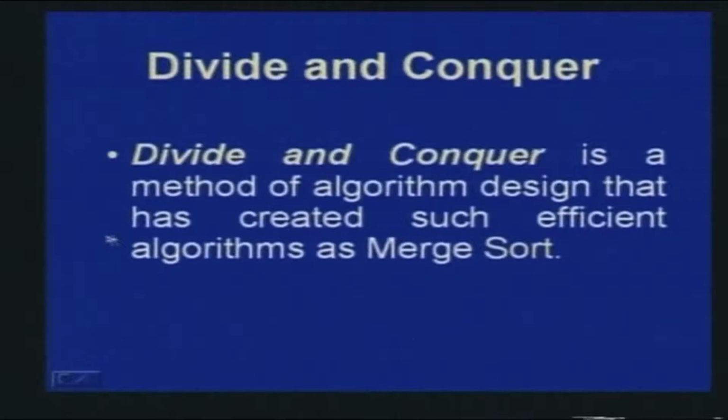Okay. Divide and conquer, as I already told you, is a method of algorithmic design that has created such efficient algorithms as merge sort. So, merge sort is a typical example of a divide and conquer technique. Again, in a simplified way, what is a divide and conquer technique? You take the original problem, divide it into sub problems, find the solution for the sub problems, and then you merge together the sub solutions.